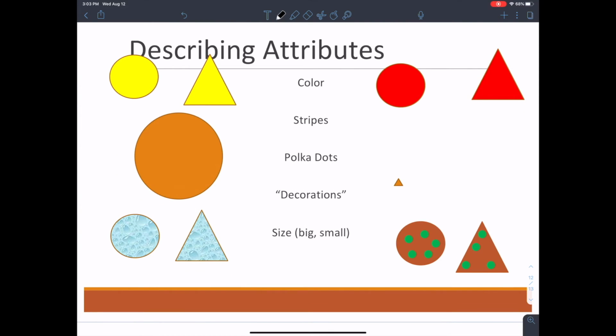Next is describing these shapes and their colors, their stripes, polka dots, and decorations that they may have. So color, when you see on your assignment, you're going to have to identify if this is red or blue. If it is red, you're going to be putting red circle. This one is going to be a yellow triangle.